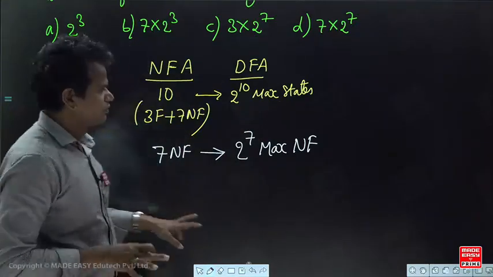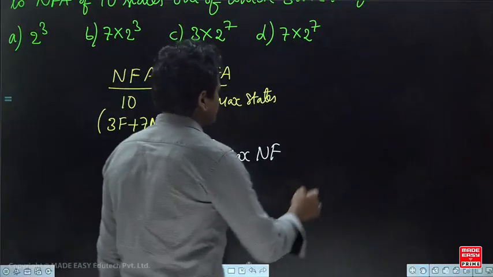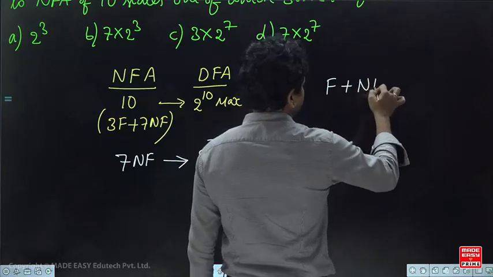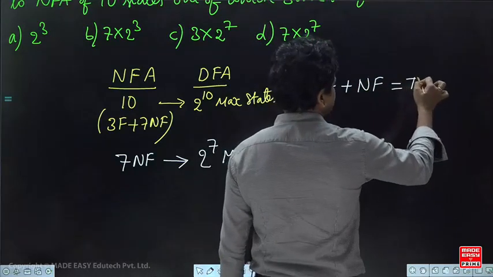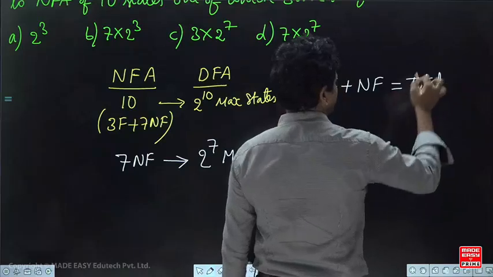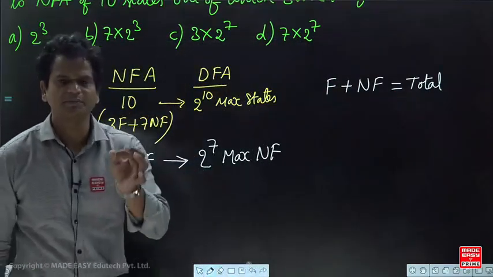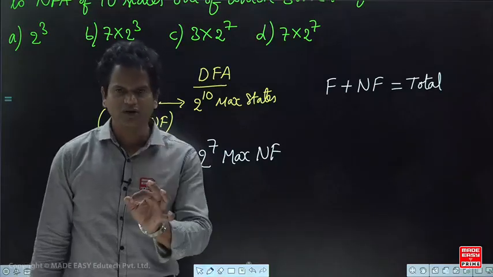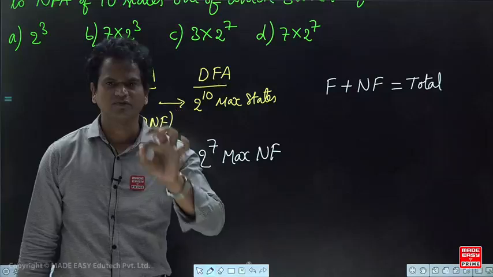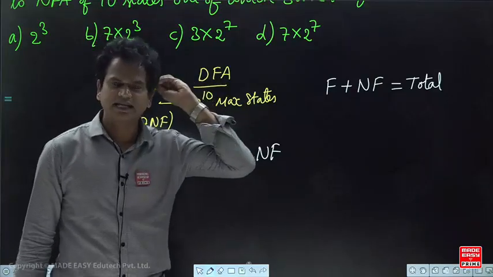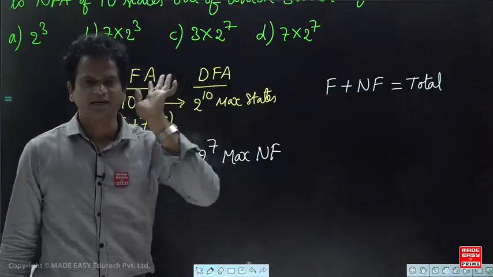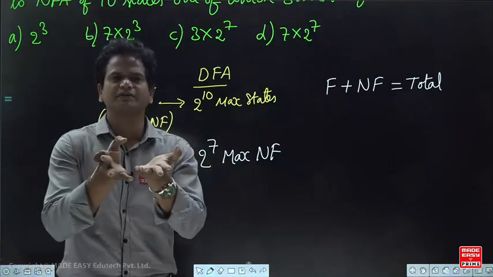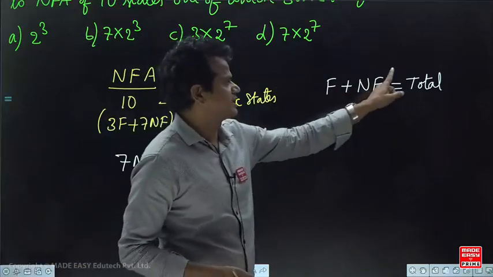Okay? Now, one more thing. In any automata, tell me, is this equation correct or not? Final plus non-final is equal to total. Do you understand? In any automata, final states plus non-final states equal total. You take NFA or DFA, it will have states. What states? Final states plus non-final states will give you the total states.